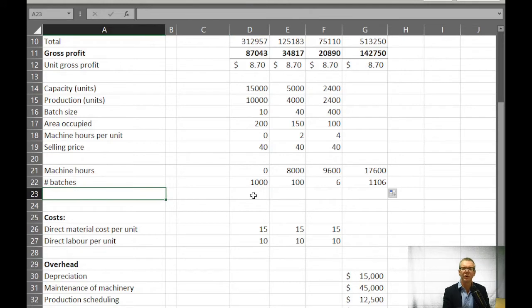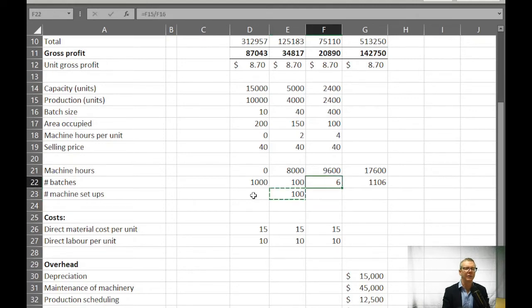I then wanted the number of machine setups. In this case, I'm only going to do setups that involve machine hours. So because product A has 0 machine hours, it won't involve any setups. So in this case, it's going to be 100 batches and 6 batches. And that's going to give me my 106.